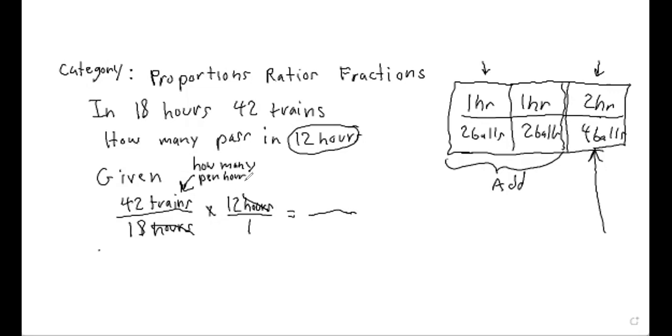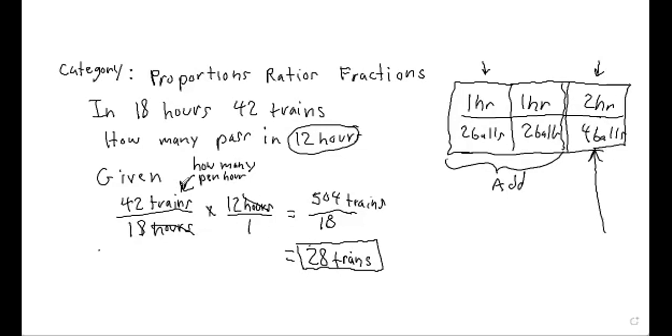All right, so on the top, we have 42 times 12. That gives us 504. So we have 504 trains. We have to remember to carry the units of trains over. And in the bottom, all we have left is 18. So 18 times 1 is 18. And now we go ahead and simplify this. It's going to be 504 divided by 18. That's going to give us 24 trains. I'm sorry, 28 trains, right? In that 12-hour period that we were interested in. So our answer is going to be 28.